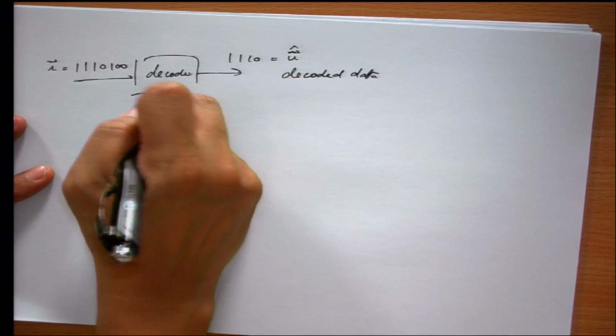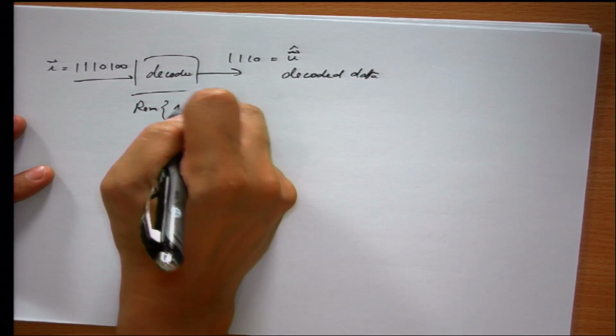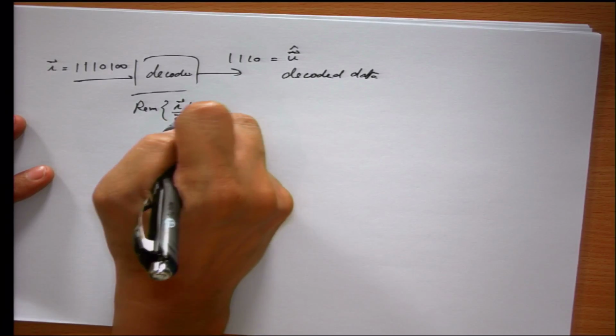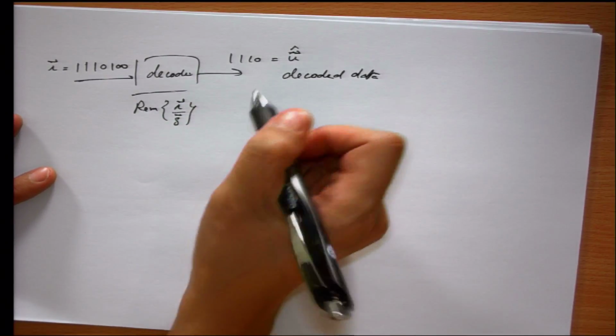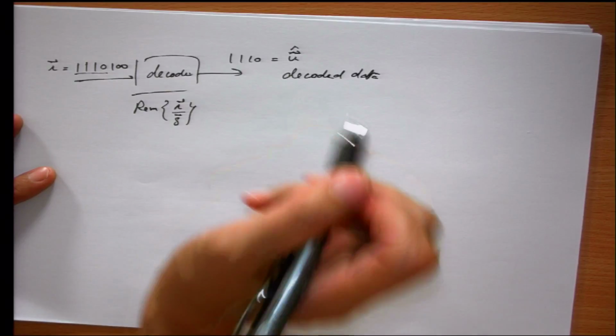So the decoder will compute the remainder of R over G. If it is 0, you take the first 4 bits out as the data.